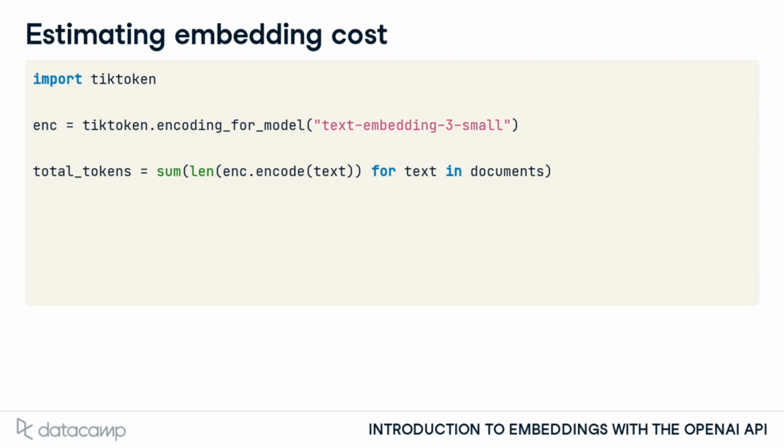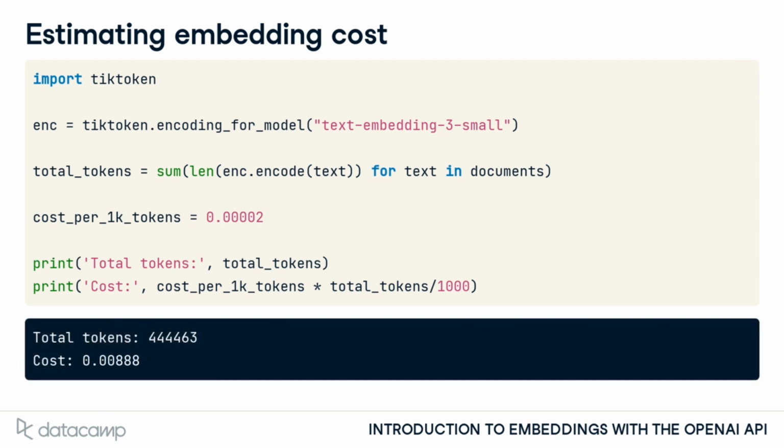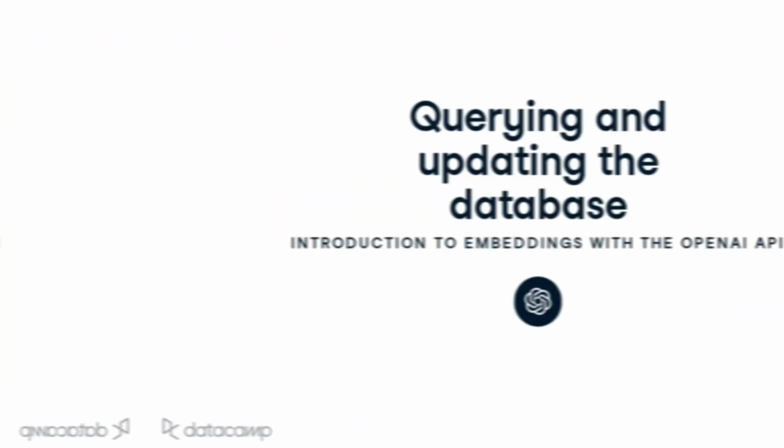This code is much more concise and efficient than looping through the documents. It just takes a little time to get used to if you're used to looping. Finally, we calculate the price by multiplying total tokens by cost per 1K tokens over 1000 and print the result. We'll work with a smaller subset in the exercises, the first 1000 titles.